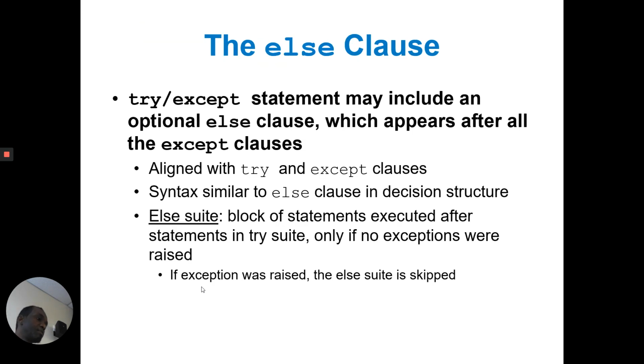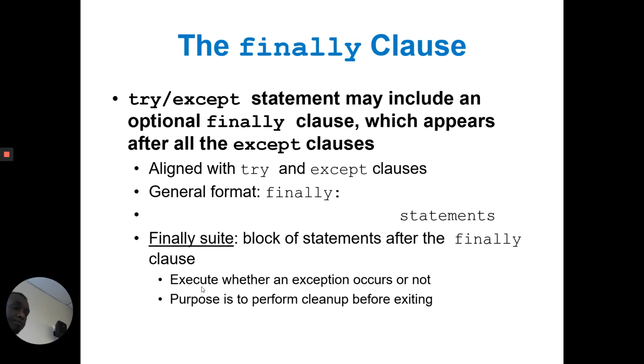A try except statement may include an optional else clause, which appears after the except clauses, aligned with the try and except clauses. The syntax is similar to the else clause in a decision structure. The else suite is a block of statements executed after the statements in the try suite, only if no exceptions were raised. If an exception was raised, the else suite is skipped.